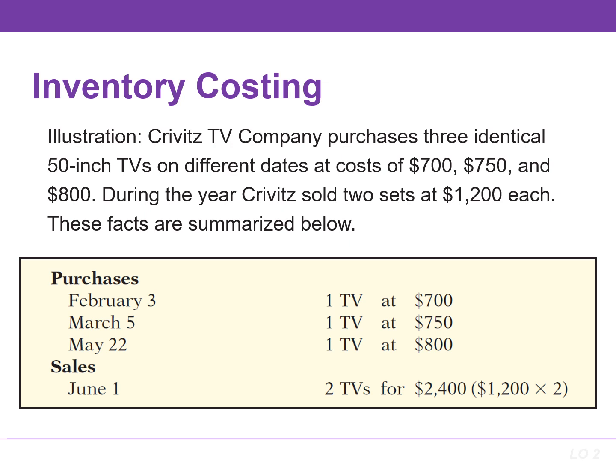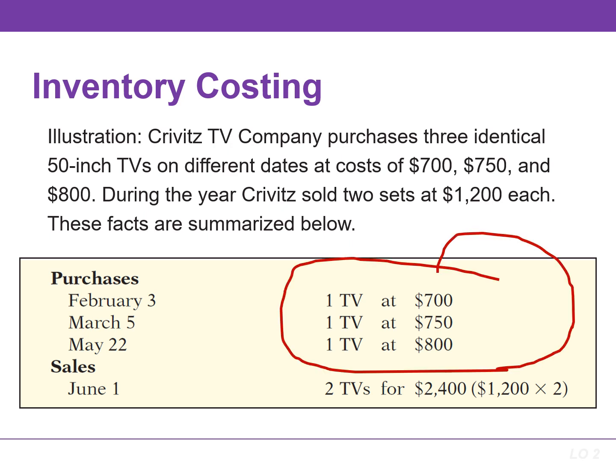If this company purchases 3 identical TVs on different dates at costs of $700, $750, and $800, the cost of goods available for sale is $2,250. During the year, they sold 2 TVs at $1,200 each. We need to determine which TVs are assigned to cost of goods sold as well as ending inventory. The cost of goods sold will differ depending upon which 2 TVs the company sold.